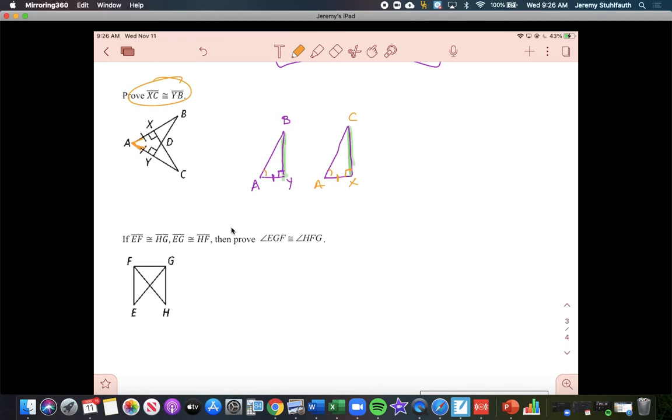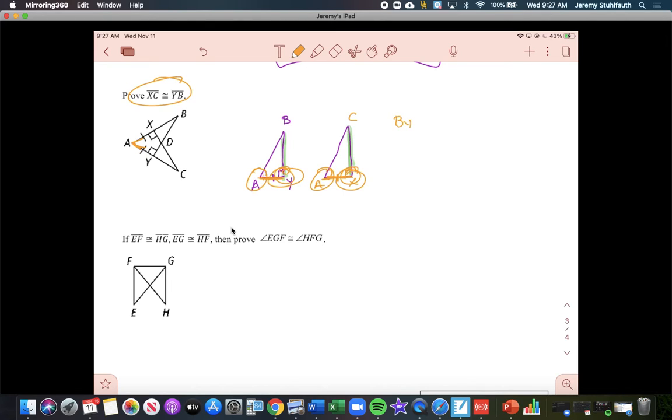Now, if you look at this, angle, side, angle, angle, side, angle. So you have a corresponding angle that's congruent to a corresponding angle. You have a corresponding side congruent to a corresponding side, and a corresponding angle that's congruent to a corresponding angle. So what does that mean? Is that one of our four shortcuts? It is angle, side, angle.